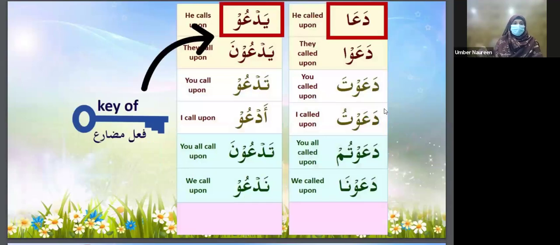And here you can see yad'u, he calls upon. And you can see the prominent waw here. Yad'u, he calls upon. Yad'una, they call upon. Tad'u, you call upon. Ad'u, I call upon. Tad'una, you call upon. Nad'u, we call upon.